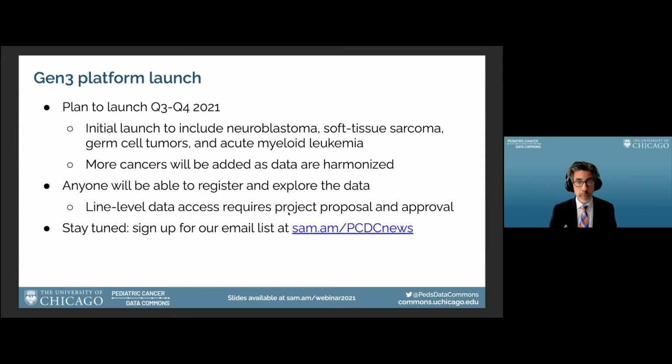Anyone is going to be able to register and explore the data. And by explore, I mean to see the kinds of data that are there and how many patients are there. But if somebody wants to get access to line level specific data, they're going to have to get project approval, just like they would if they wanted to do a study with data. They need to apply and get the data to download, and we will only give it to them under those rigid governance control circumstances. So stay tuned for information about the Gen 3 launch.